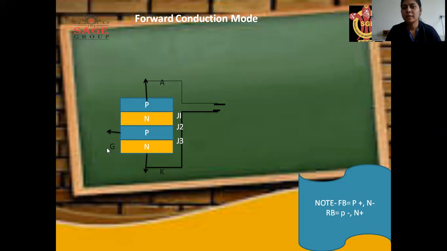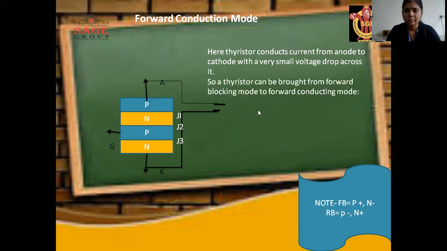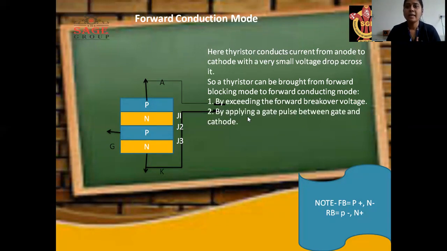With the help of the gate terminal. In the forward conduction mode, the thyristor conducts current from anode to cathode with a very small voltage drop across it. So the thyristor can be brought from the forward blocking mode to the forward conduction mode. How can we do this? By exceeding the forward breakover voltage or by applying a gate pulse between gate and cathode.